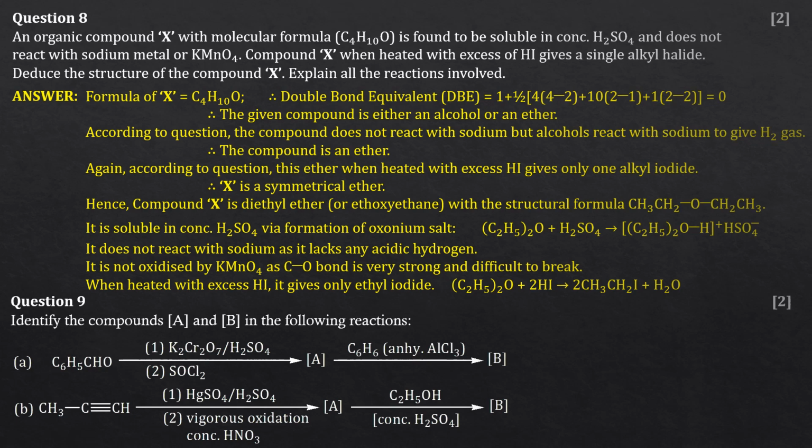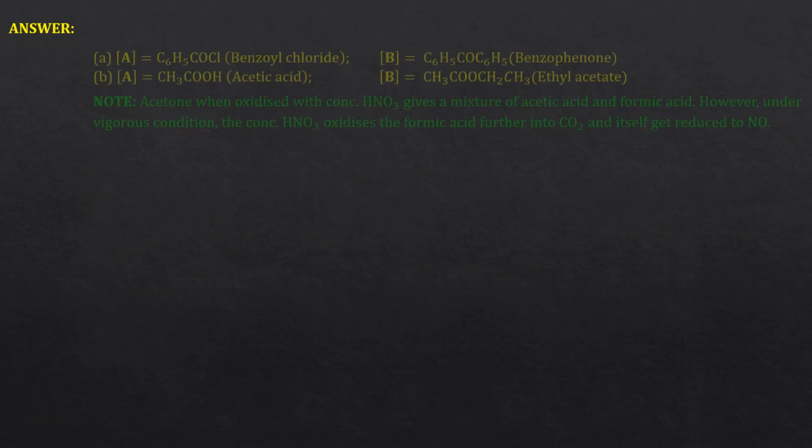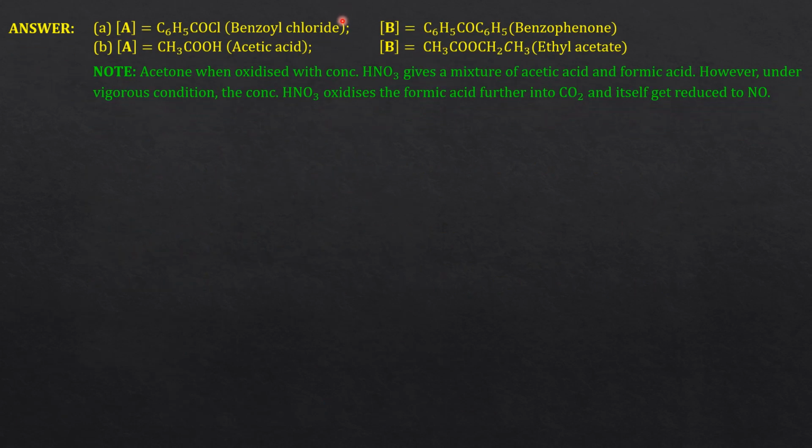So see the answer. Benzoyl chloride, benzophenone, acetic acid. As I said, formic acid will escape as carbon dioxide under vigorous conditions, and this is the esterification. You are getting ethyl acetate. I have mentioned that point, that the formic acid will be oxidized into CO2 and nitrous oxide in presence of concentrated HNO3 under vigorous condition.